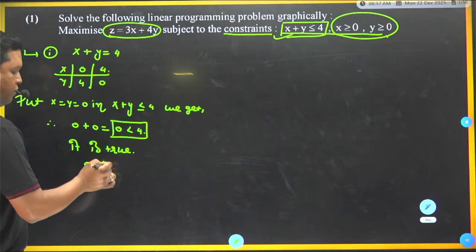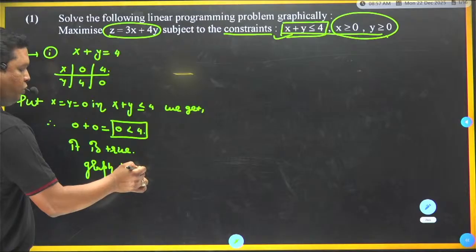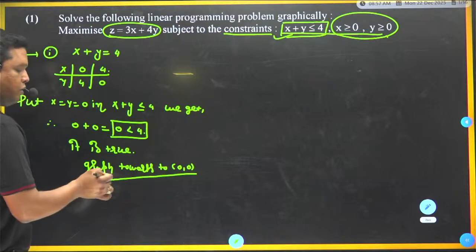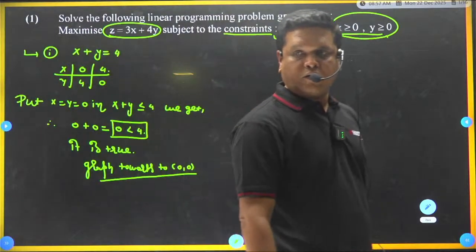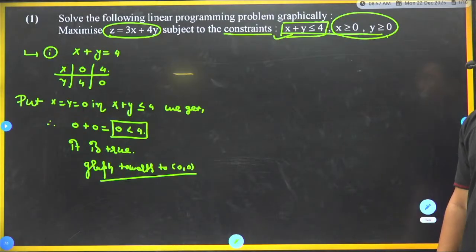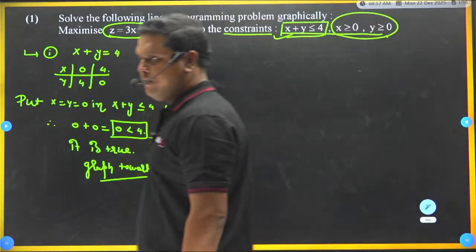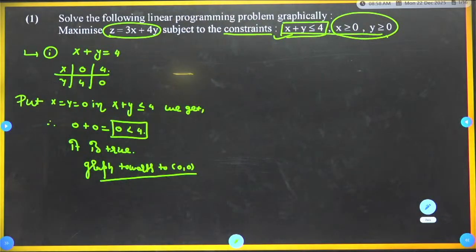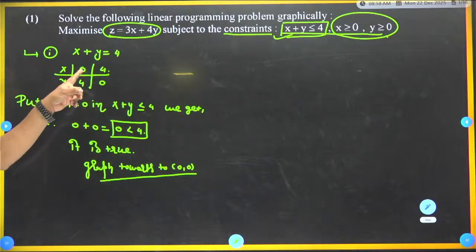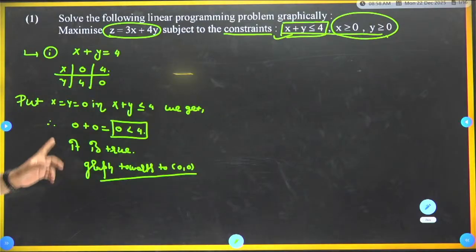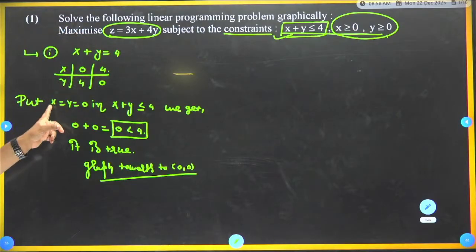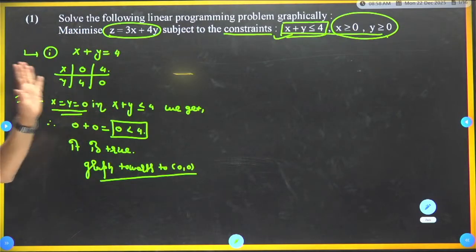So the graph is towards the origin. Always check the direction of the graph. For a graph, we want 2 points. Every time you have to take first x as 0, then y as 0. If the graph is passing through the origin, then select any other point than the origin.